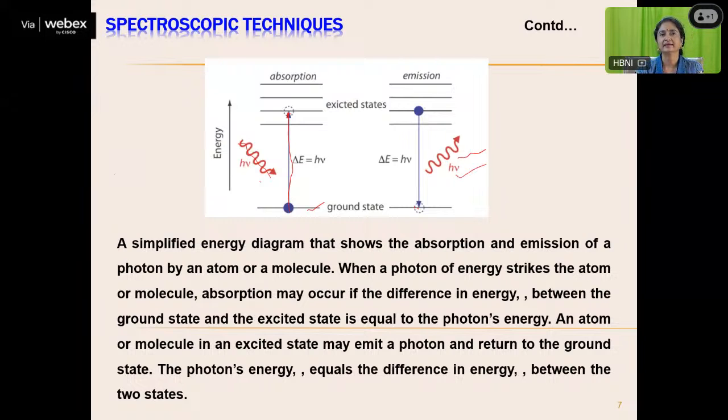So this is the simplified energy diagram that shows the absorption and emission of a photon by an atom or a molecule. When a photon of energy strikes the atom or molecule, absorption may occur if the difference in energy between the ground state and the excited state is equal to the photon's energy. Otherwise, absorption will not occur. So that is where it is known as resonance absorption. An atom or molecule in an excited state may emit a photon and return to the ground state again. So this photon energy is equal to the difference in energy between the two states. So this is absorption and this is emission.